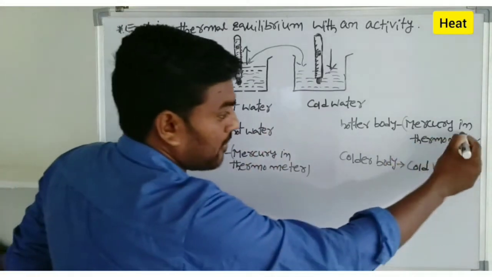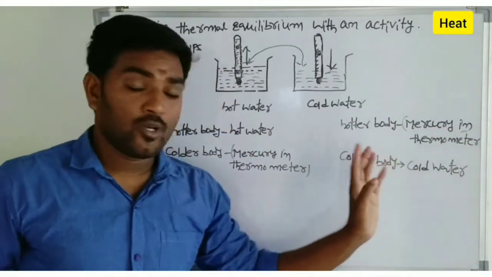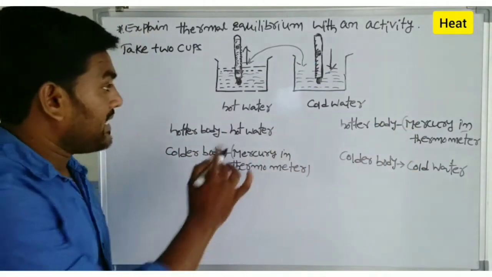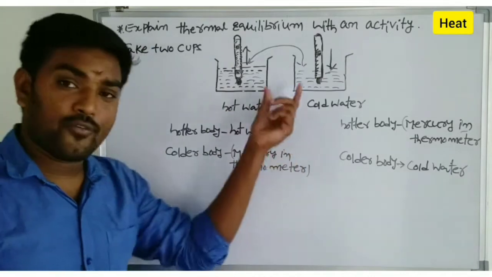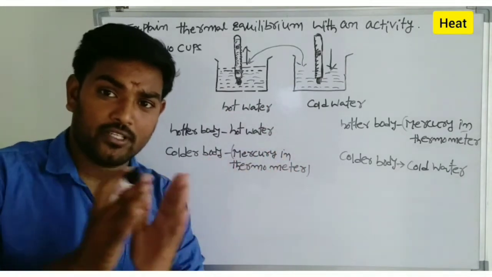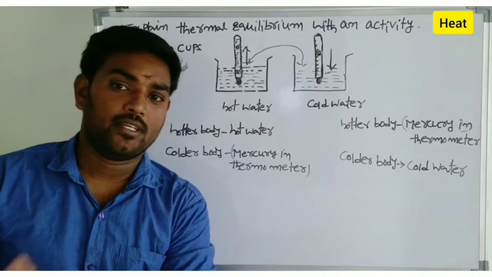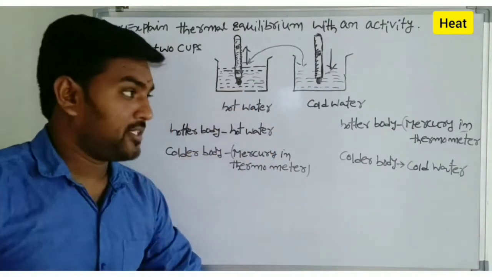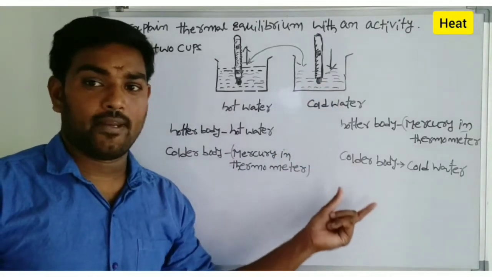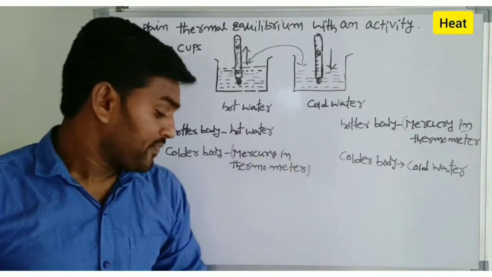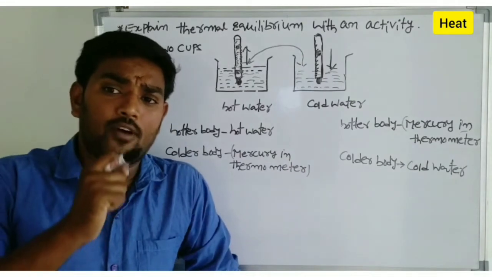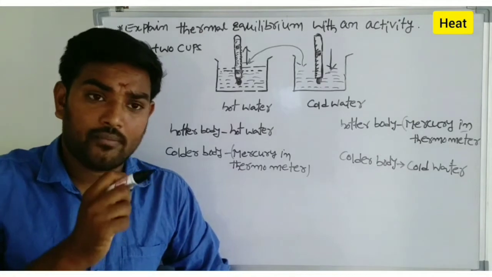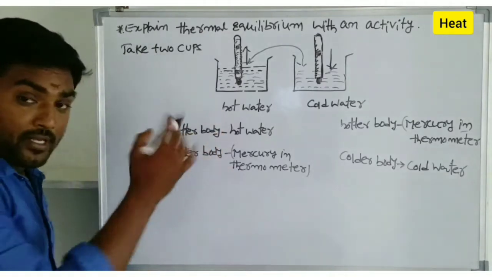So the hotter body means mercury in the thermometer, the colder body means cold water. Actually, this is totally the situation of heat. What is heat? Heat is a form of energy in transit that flows from a body at higher temperature to a body at lower temperature.